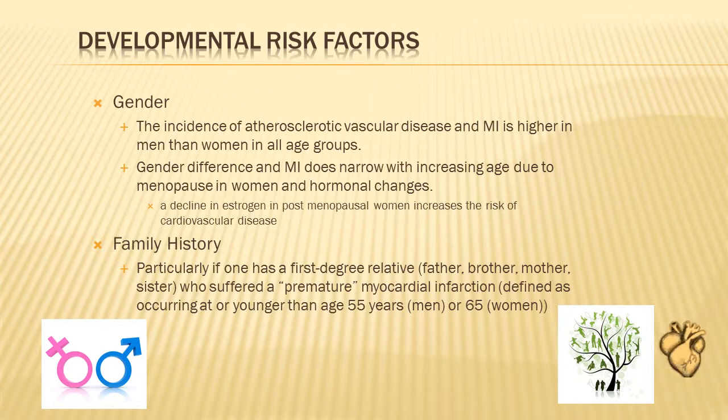So developmental risk is gender and family history. The incidence of atherosclerotic vascular disease and MI is higher in men than women. However, women, as they get older and go through menopause, can have increased risk because of the hormonal changes and the decline in estrogen. So just keep that in mind when you're examining women at that age. And then there's the family history. That is always a risk factor and always should be looked at as having screenings.